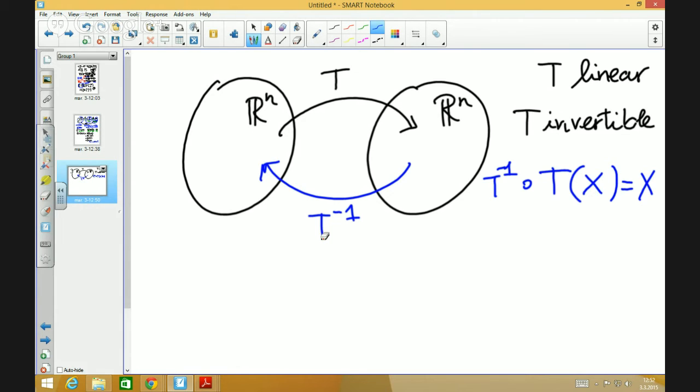Now, this also works the other way around, actually. Why? Because if I am here, and I go somewhere, then T is the undo of T minus 1, just as T minus 1 is the undo of T.